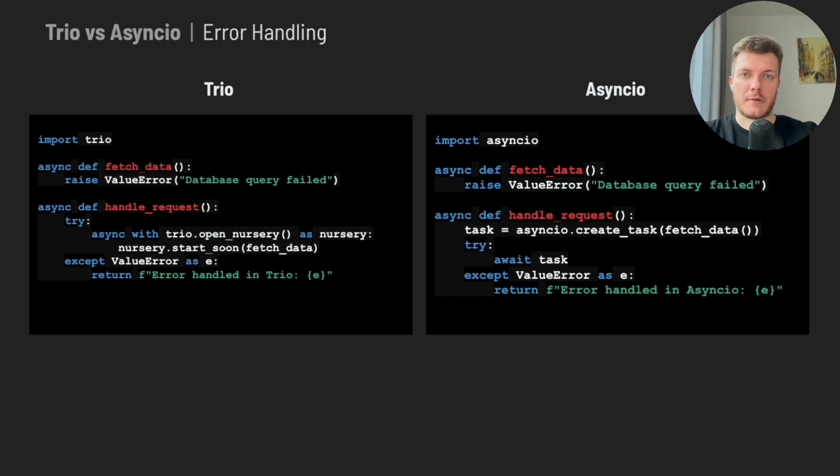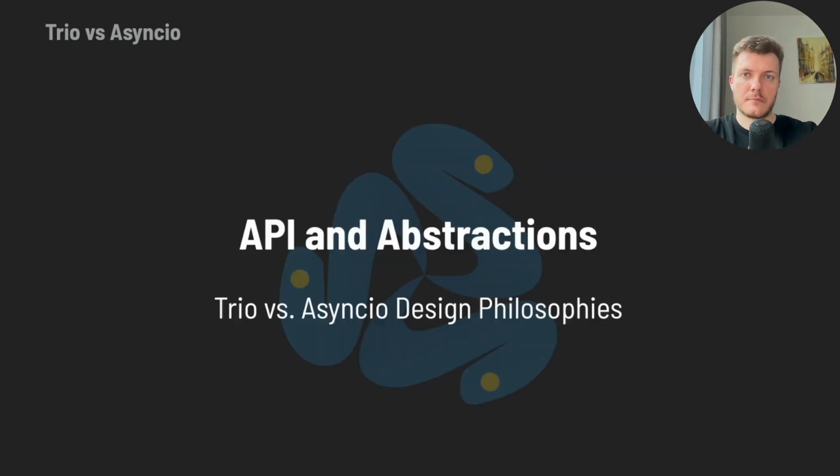Consider a web application that needs to handle potential database query failures. In Trio, the structured concurrency ensures that any error in data fetching is immediately handled within the scope. This leads to cleaner and more maintainable error management. In Asyncio, each task must be individually tracked and handled for errors, which can complicate error management in larger systems.